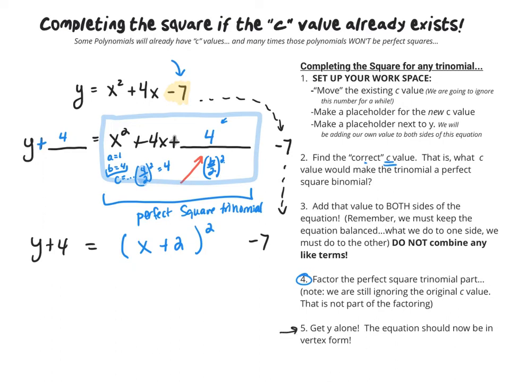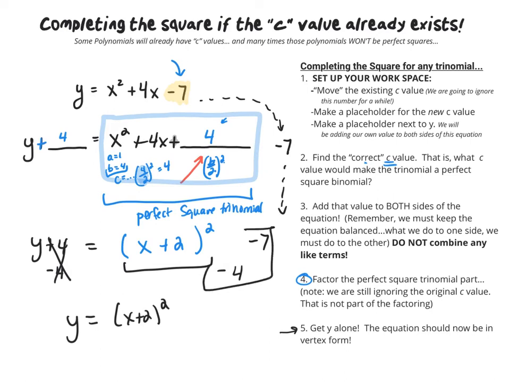But that brings us to step number 5. We just want to get y alone, and that's where the -7 is going to come in. So if I subtract 4 from both sides, I have y, and then equals. I still have this stuff, x plus 2 squared. And now -7 and -4 make a -11. And we are done with completing the square. We have made vertex form of a parabola.